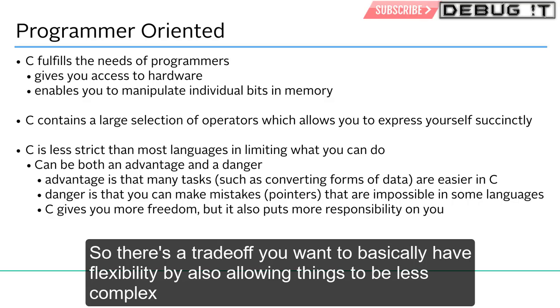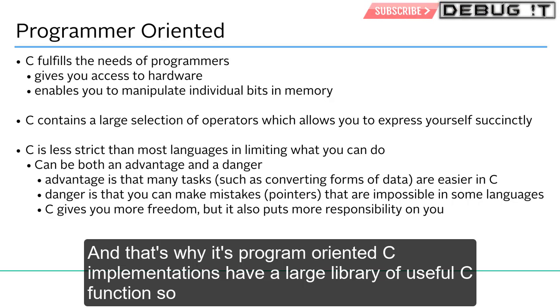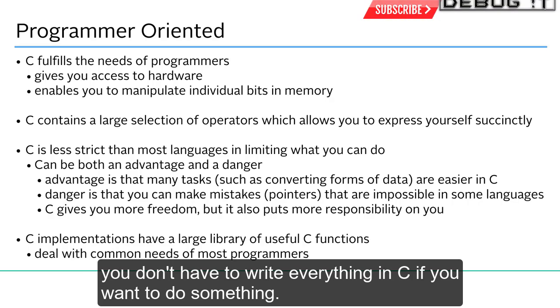You want to basically have flexibility by also allowing things to be less complex. C gives you more freedom, but also puts more responsibility on the developer. And that's why it's programmer-oriented. C implementations have a large library of useful C functions, so you don't have to write everything in C if you want to do something.